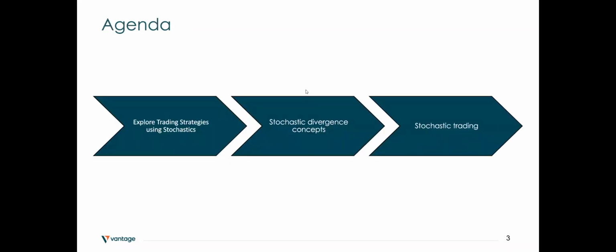So today's agenda is on trading strategies using stochastics. Stochastics is basically a very basic tool that most traders use to identify certain regions of overbought and oversold in the forex market, actually in any sort of market. We're going to talk about the standard stochastic strategy, and then we're going to look into some stochastic divergence concepts. And then last but not least, we're going to use some examples and identify certain trading opportunities using the stochastic trading strategy.